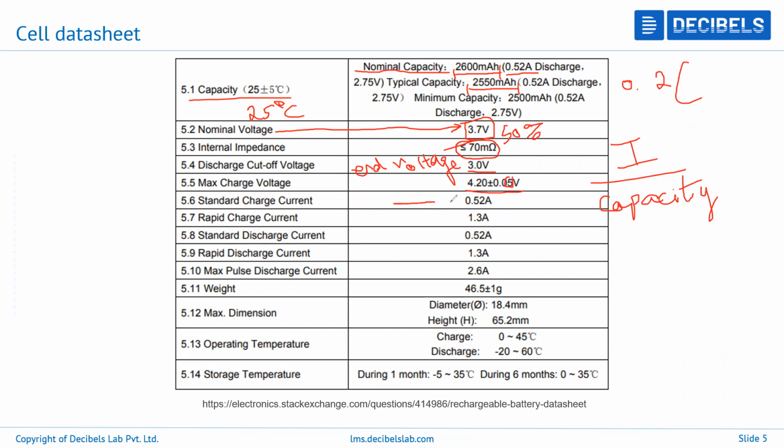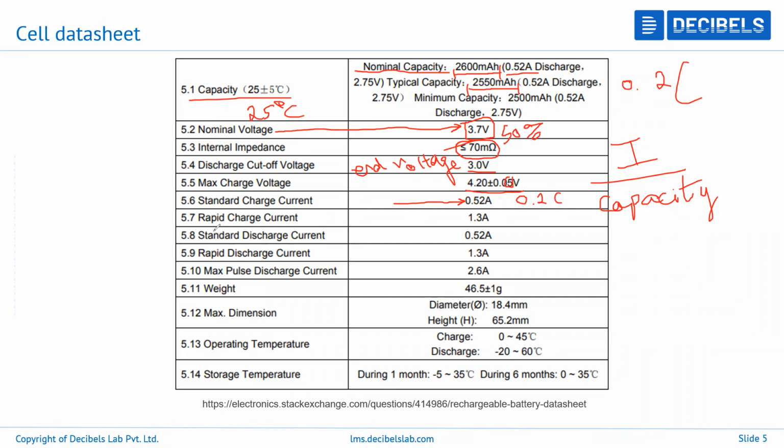So it is recommended to always follow the manufacturer's guidance. You can take a look at any of the data sheets. They will always recommend to start charge at the standard charge current of 0.52 amps, or at 0.2 C. Okay, or more generally classified as 0.2C.